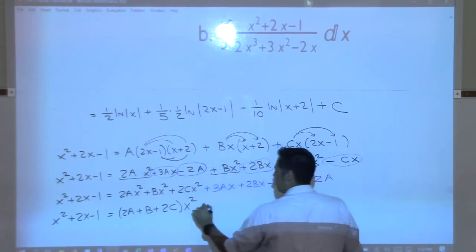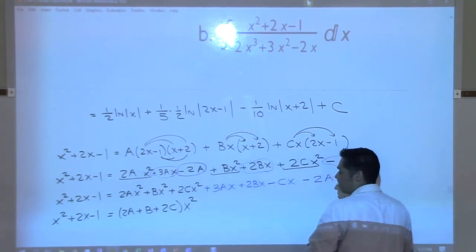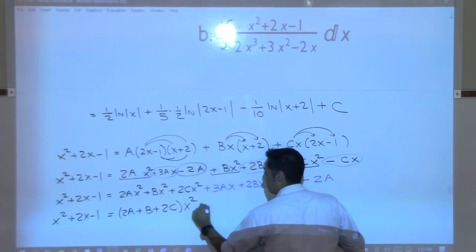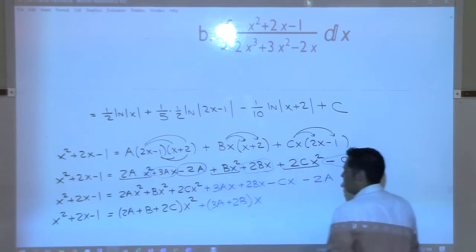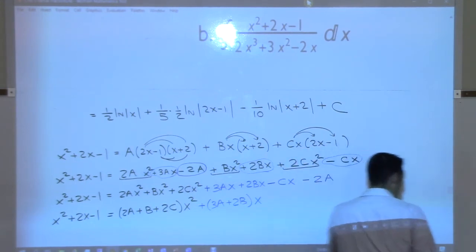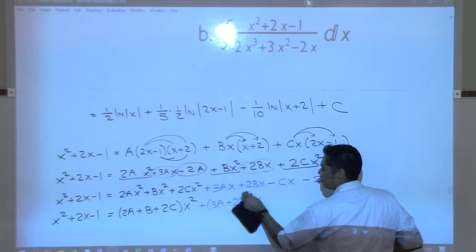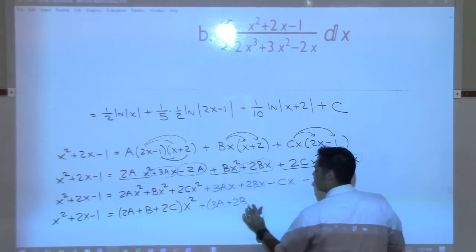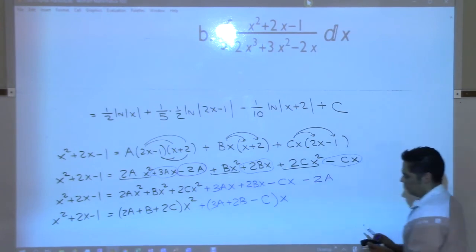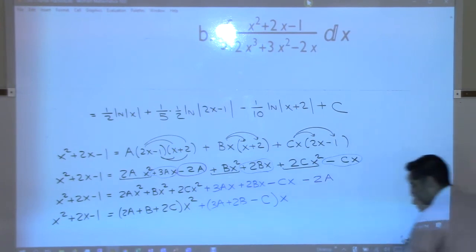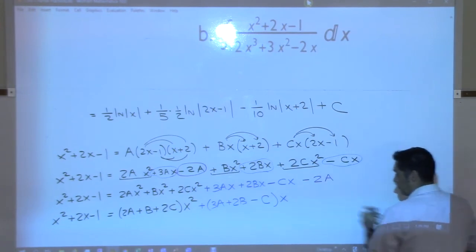And then this next one, I'm going to factor out an x from the next two, but I'm going to factor it out the back side. Nope, I'm missing something there. What should be there? 2b minus c, and then x. And then this guy's sitting all by itself, minus 2a, right?